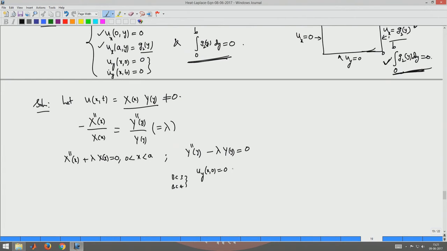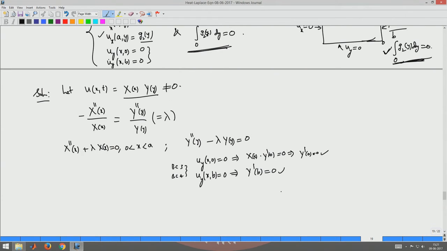Now, boundary conditions 3 and 4: uy at x, 0 equal to 0 will give me, what do you get, uy is x of x into y dash of y, so y dash of y at 0 equal to 0. So, this implies y dash of 0 is 0. Similarly, uy at x, b equal to 0 will give me y dash of b equal to 0.